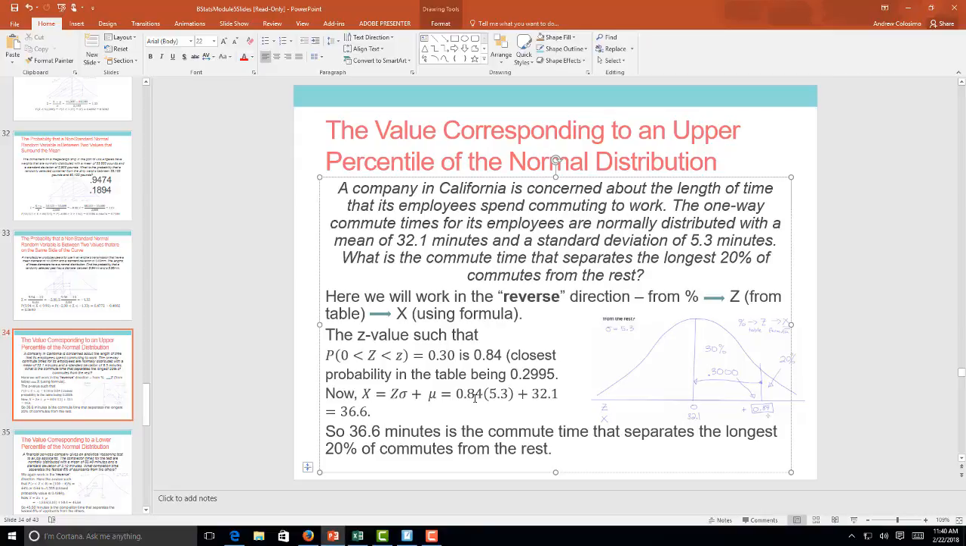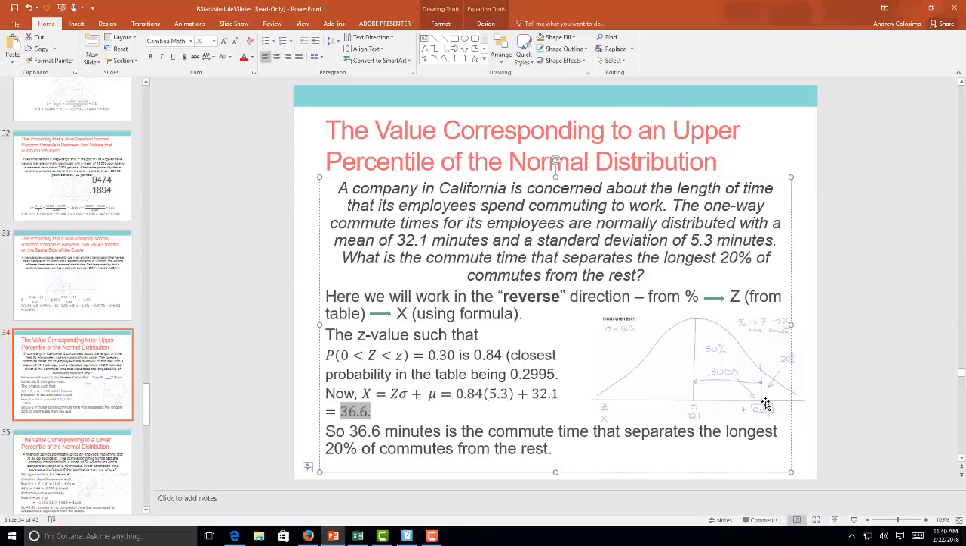So if we take the 0.84, which is the z-score, and we multiply it by the standard deviation of 5.3, and we add the mean of 32.1, we get a value of 36.6. So 36.6 minutes is the commute time that separates the longest 20% of commutes from the rest. So that's this actual x value here.